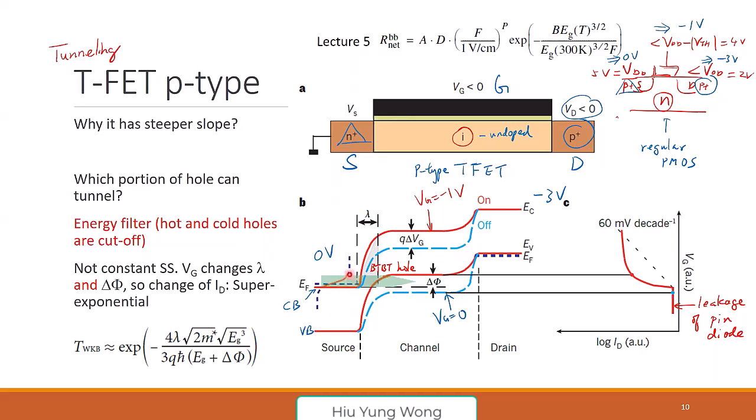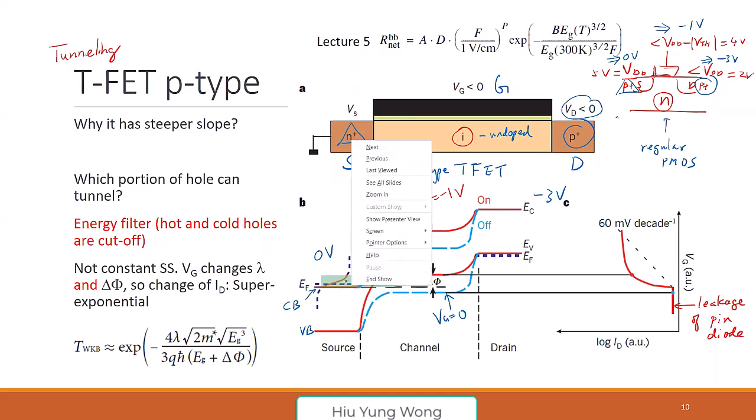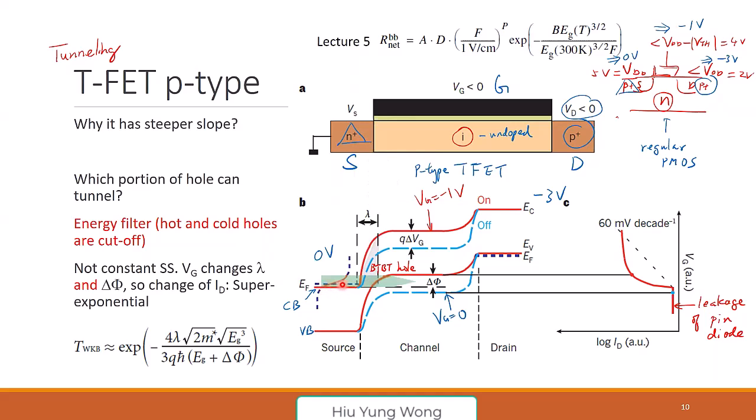Can this one tunnel to the valence band when VG equals 0? Probably not, because they are not aligned. I'm at this level, I can only tunnel to the same energy. But this one has lower energy than me. This is just quantum mechanics. I cannot lose the energy when it is blue.